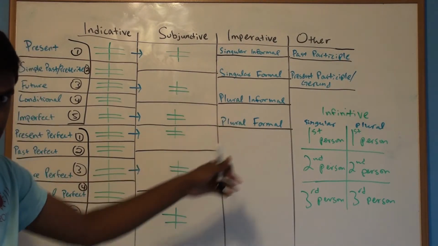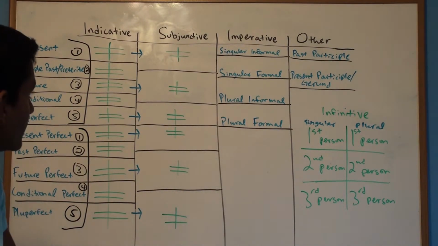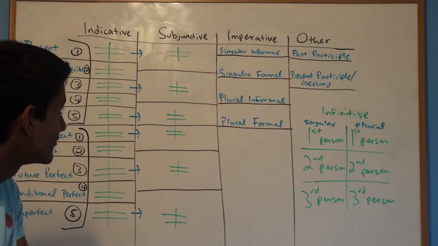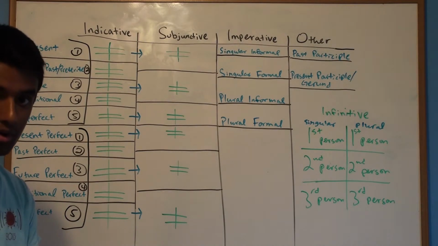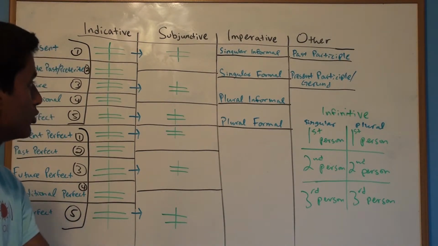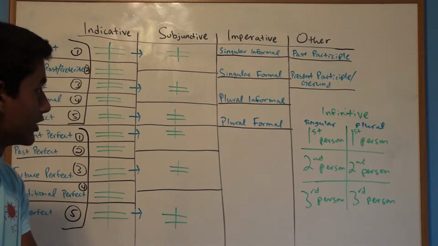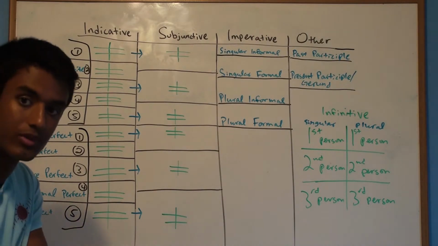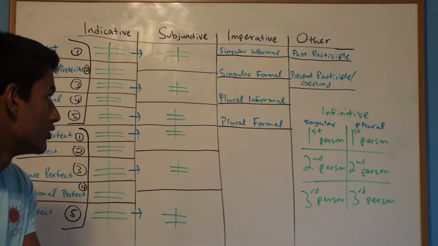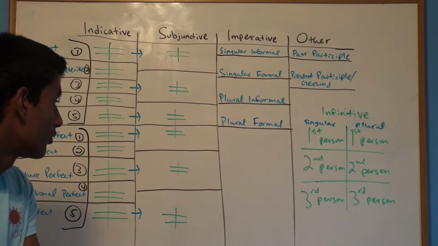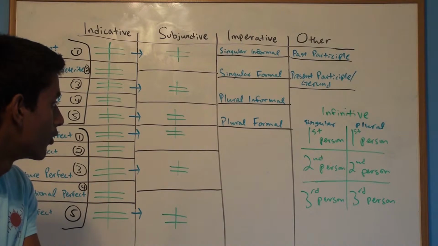Then here you have the imperative mood. It really only has 4 conjugations that I can think of, or in Spanish it only has 4. You have the singular informal, which would be like the tú command. For example, with the verb hacer, to do, it is haz, do. And then the singular formal, which is the usted form, so it would be haga. Plural informal, which would be the vosotros form. And then the plural formal, which would be the ellos, ellas, ustedes form.